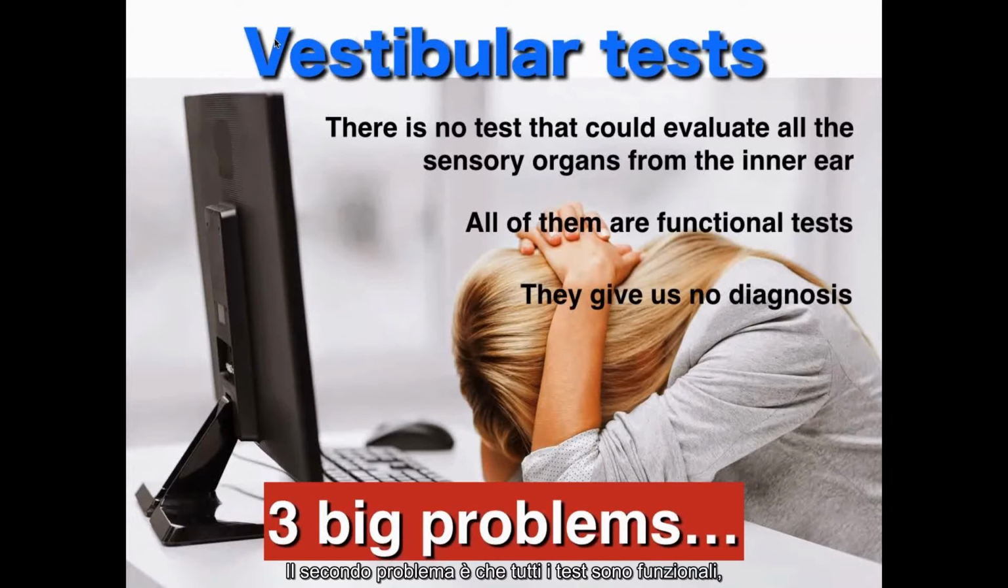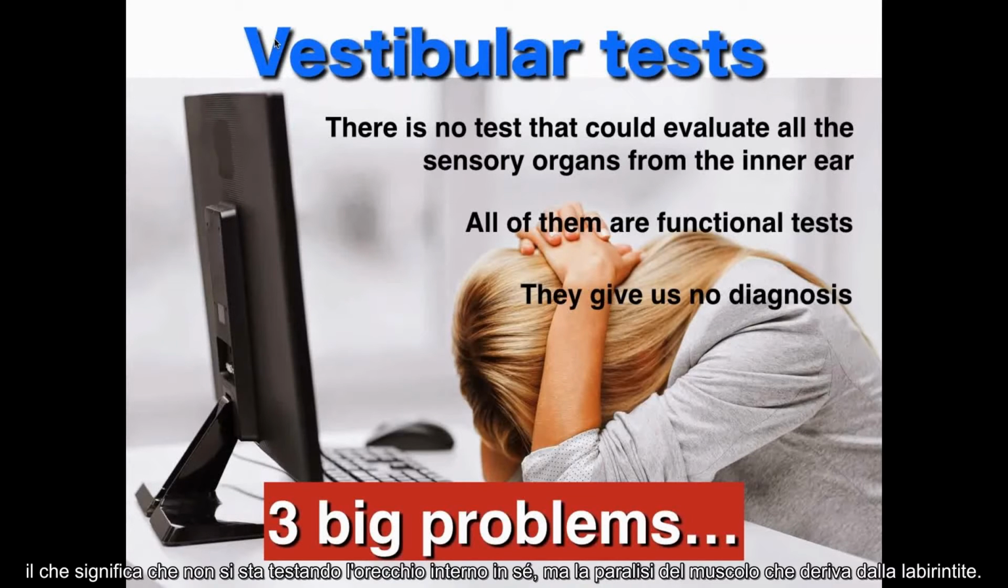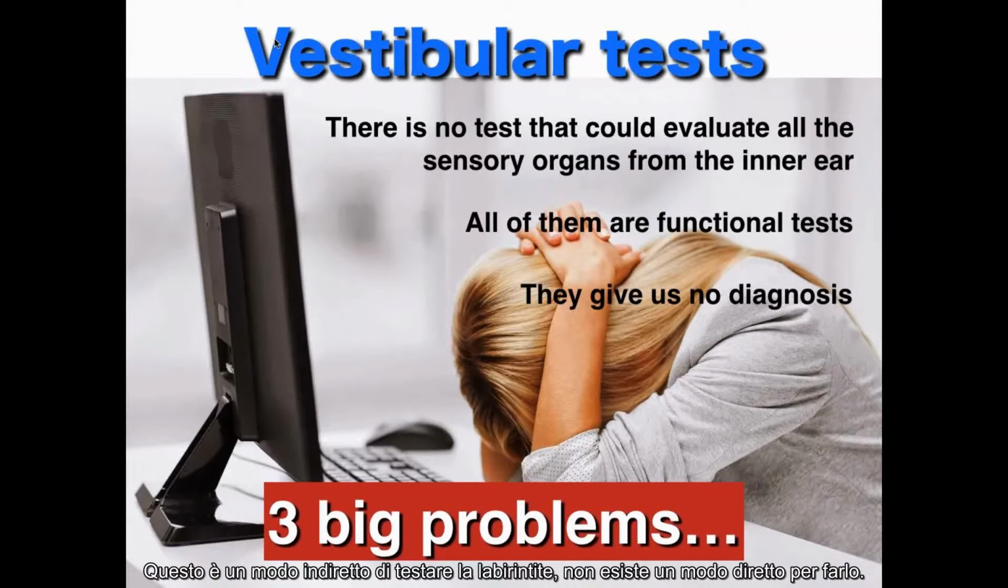The second problem is that all of the tests are functional, which means you're not testing the inner ear itself. You are testing muscle responses that come from the labyrinth, which is an indirect way to test the labyrinth. There's no direct test at all.